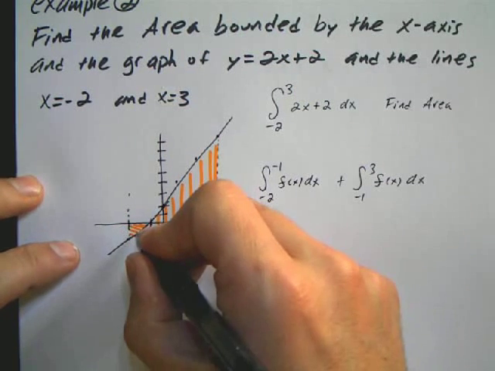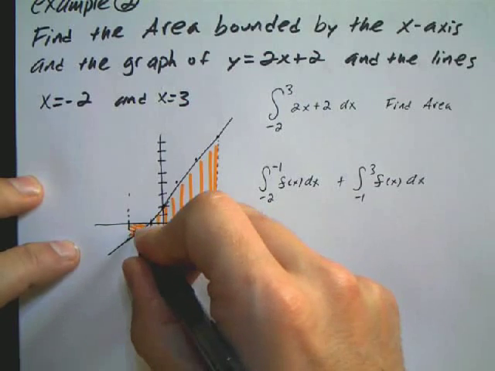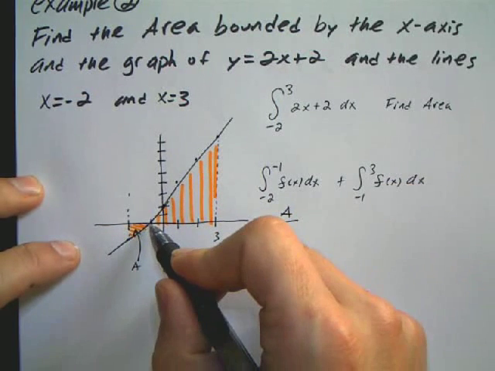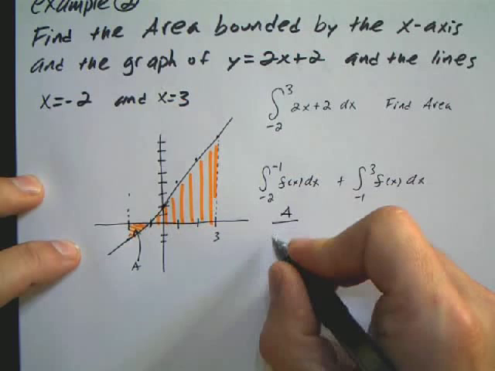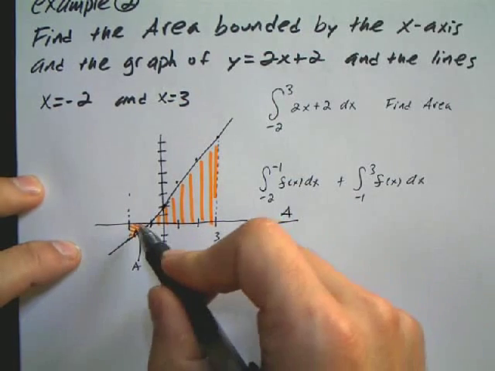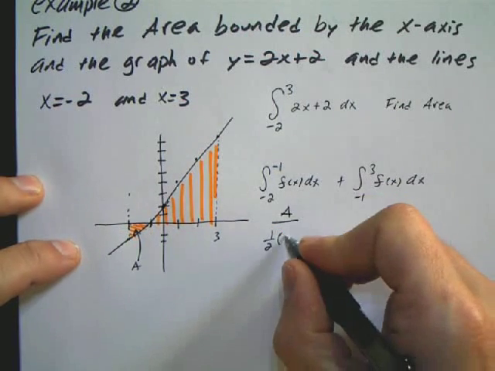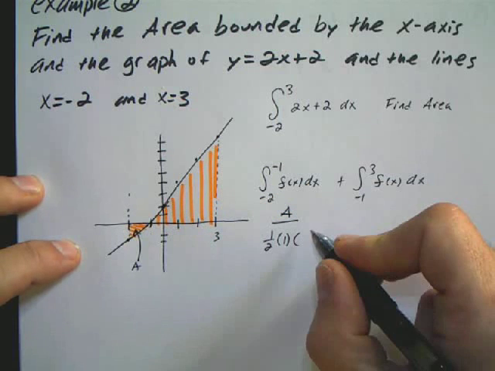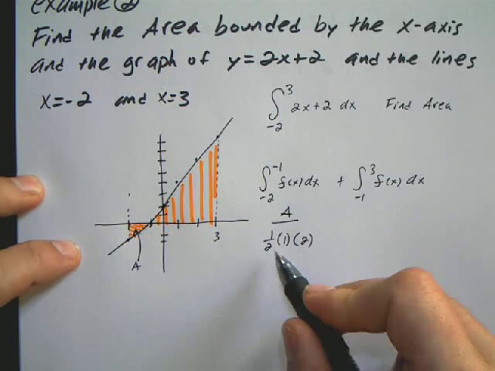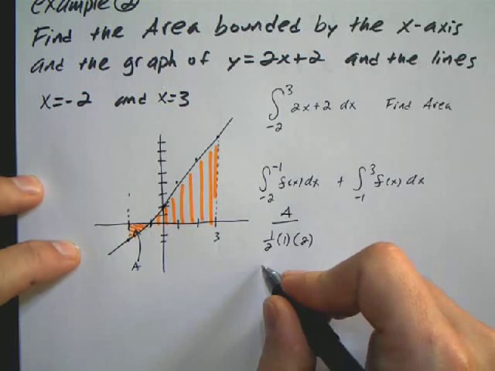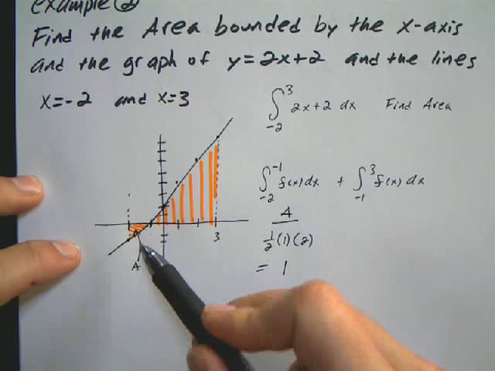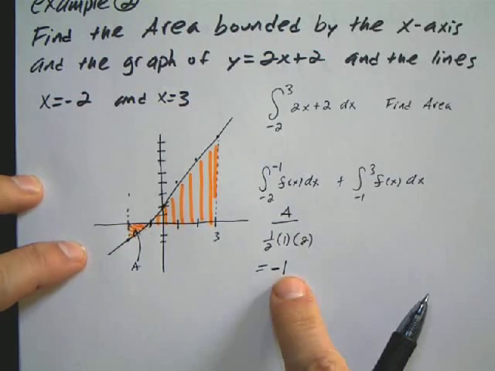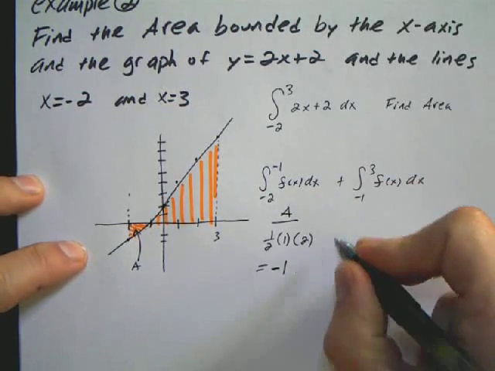Alright, so I'll call this region A. The area of region A is a triangle. The base of it is 1. The height of it is down 2. So this area is going to be 1/2 times 2, which is 1. However, because it's below the x-axis, it's going to be assigned a negative value for the integral.